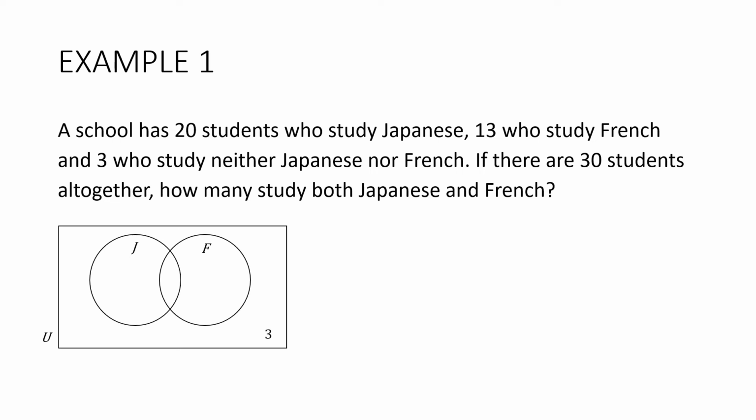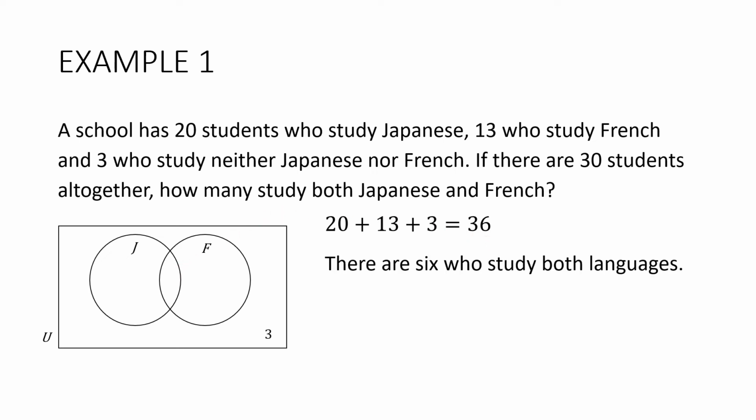Now the trick here is to add up the 20 students who study Japanese, the 13 who study French, and the 3 who study neither Japanese nor French. And that gives us 36, but we only have 30 students. So there's an overlap of 6. We've double counted 6 students, and that goes here. Now we've actually answered the question, but let's continue and complete the Venn diagram.